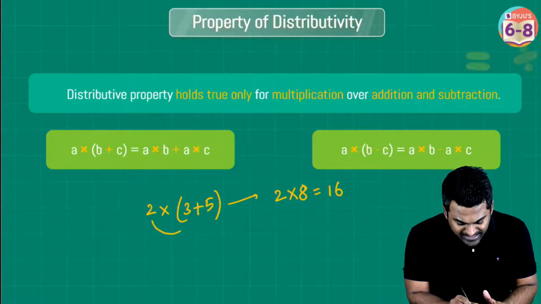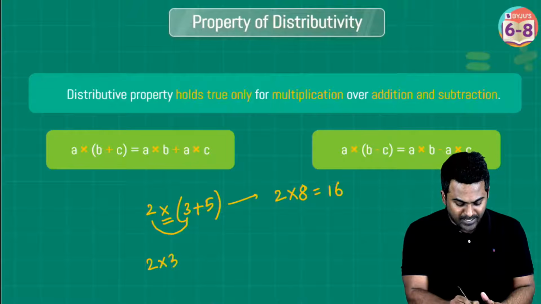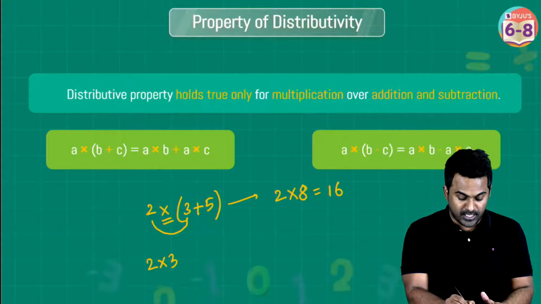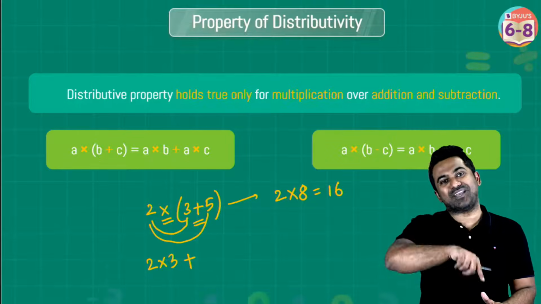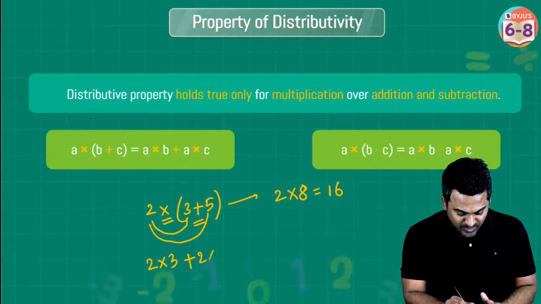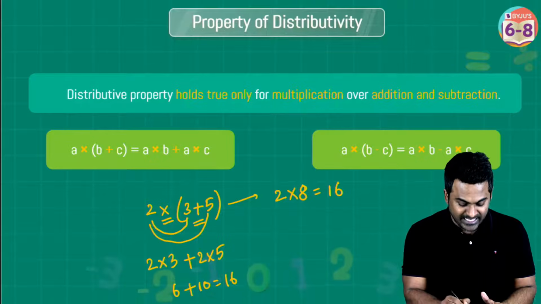You can multiply these two first because there is multiplication here. So this can be written like 2 multiplied with 3. So this 2 will get multiplied with 3. Now there is plus, so I will write a plus, and the same 2 will get multiplied to the next number inside the bracket, and this will be 2 multiplied with 5. And as you can see, you are getting the same answer.